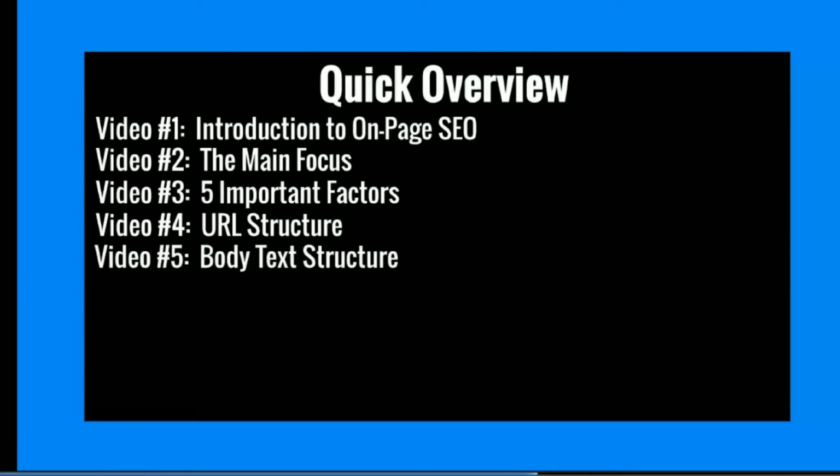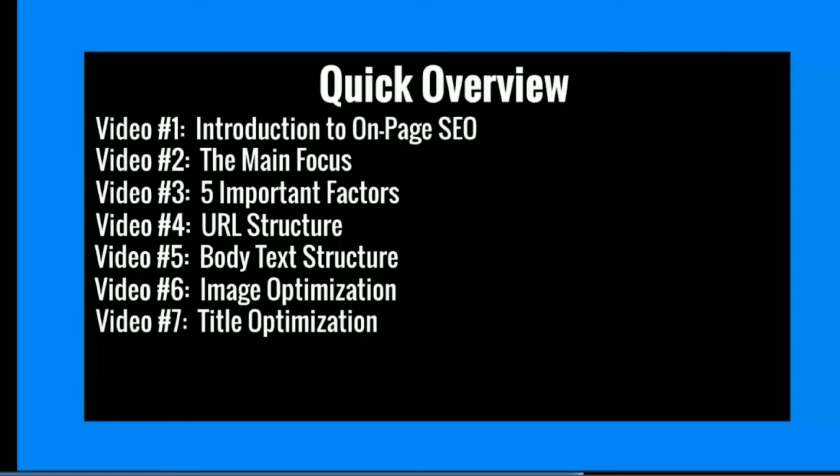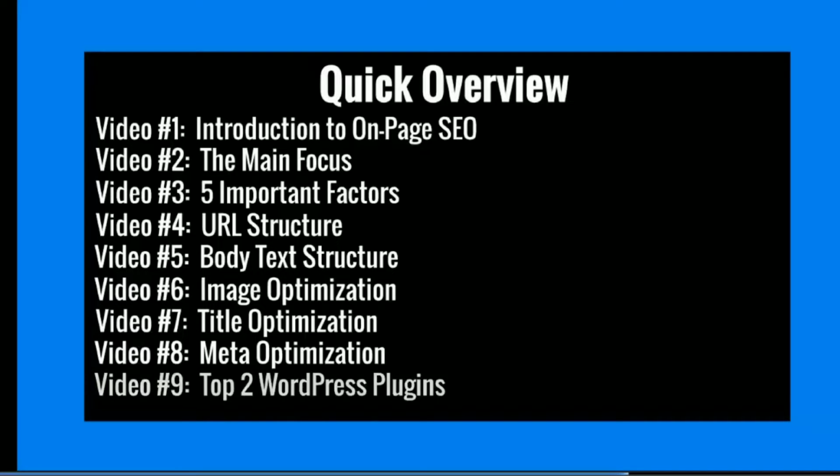Video number 5, we're going to talk about body text structure. Video number 6, we're going to talk about image optimization and basically how to make your images more search engine friendly. Video number 7, we're going to talk about title optimization and how long your titles should be. Video number 8, we'll talk about metadata optimization and how that can affect what text and what information will show up on these search engines. And of course, last but not least, this is sort of a bonus, but in video number 9, I'm going to talk about the top 2 WordPress plugins that we highly recommend that you install.